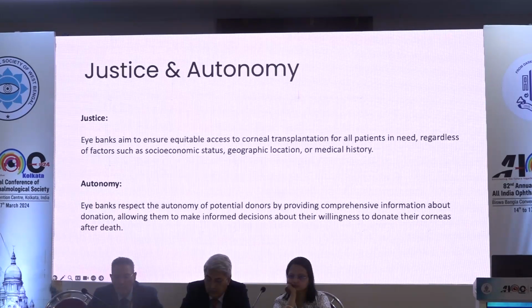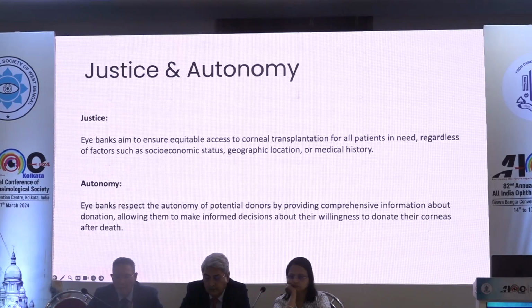Justice and autonomy. An eye bank should ensure equitable access to corneal transplantation for all patients in need, regardless of factors such as socioeconomic status, geographic location, or medical history. Autonomy. An eye bank should respect the autonomy of potential donors by providing comprehensive information about donation, allowing them to make an informed decision about their willingness to donate their corneas after death. Remember, this is a willingness that the family or the potential donor needs to express. We can't force anyone to donate the corneas.